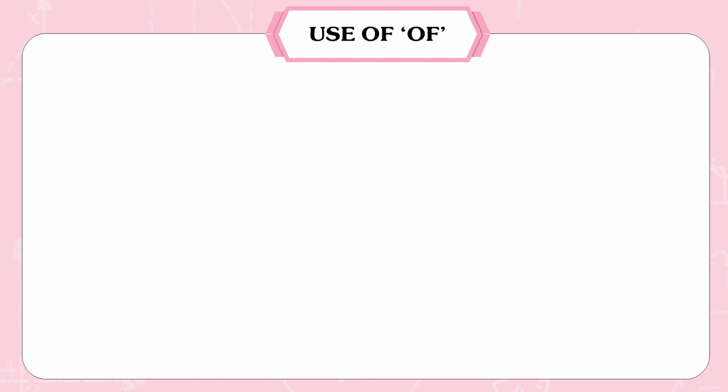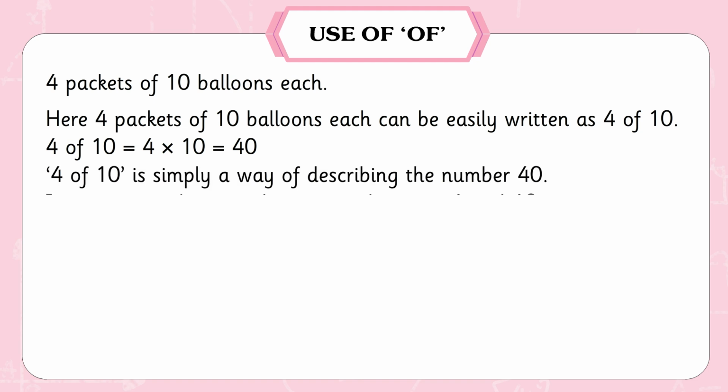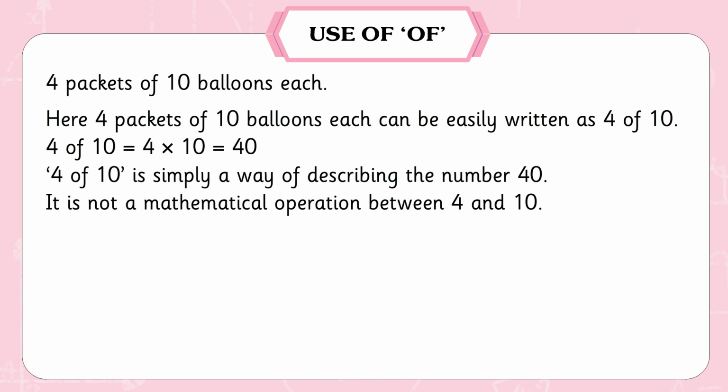Use of "of". 4 packets of 10 balloons each. Here, 4 packets of 10 balloons each can be easily written as 4 of 10. 4 of 10 is equal to 4 × 10, which is 40. 4 of 10 is simply a way of describing the number 40. It is not a mathematical operation between 4 and 10.